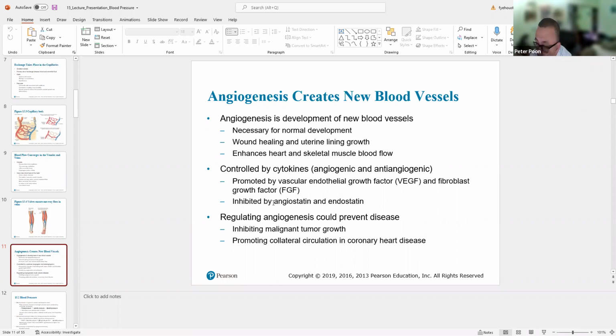So one of the best things to do to stop tumor growth is to take angiostatin or endostatin, and that prevents angiogenesis. No angiogenesis, no tumor growth. Your tumors can only get so big without blood.